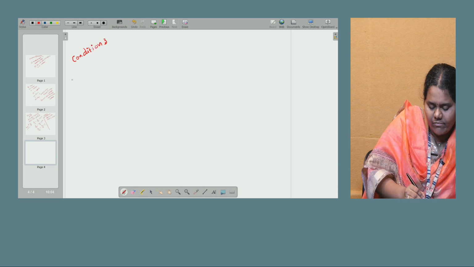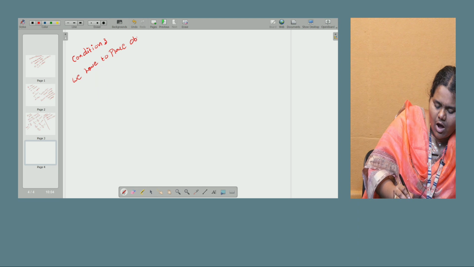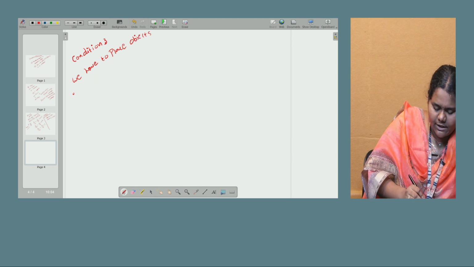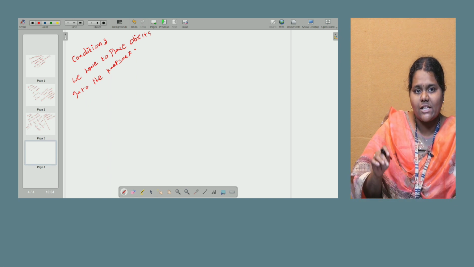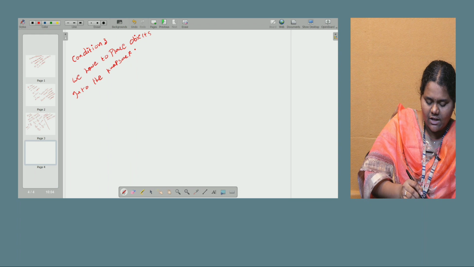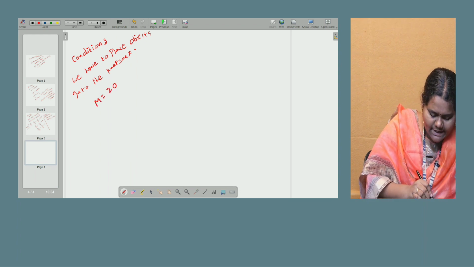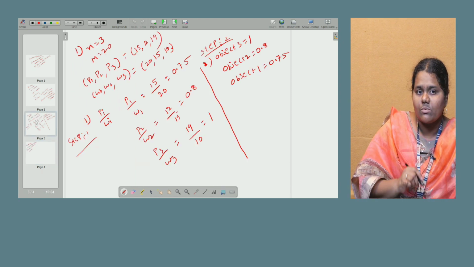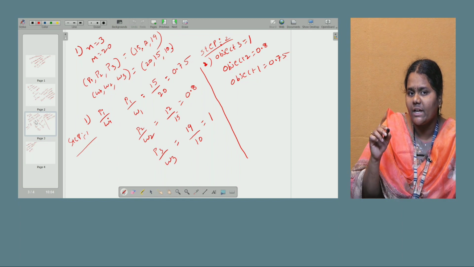Condition 3: we have to place objects into the knapsack. So the third point is we have to place the objects into the knapsack. Here the knapsack capacity is 20. We are already taking it in the problem: P1, P2, P3 are 15, 12, 19 and W1, W2, W3 are 20, 15, 10.